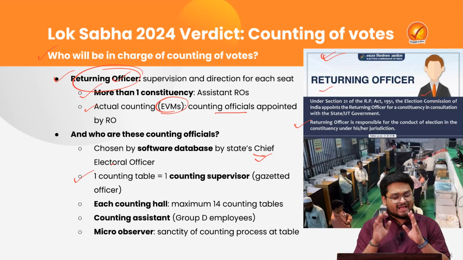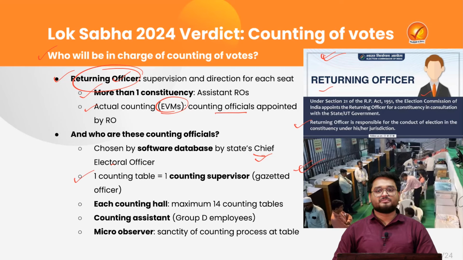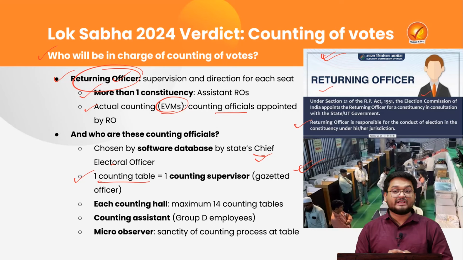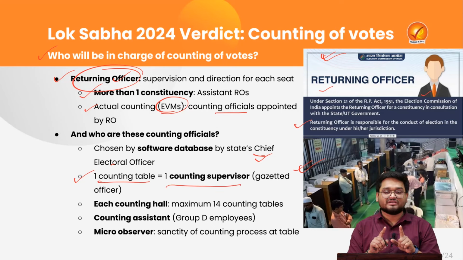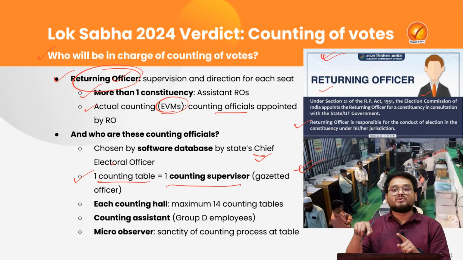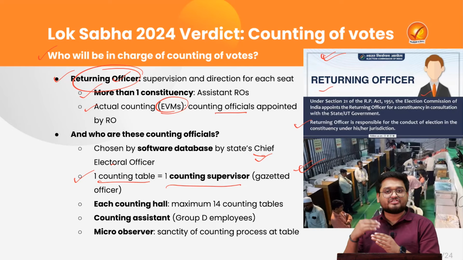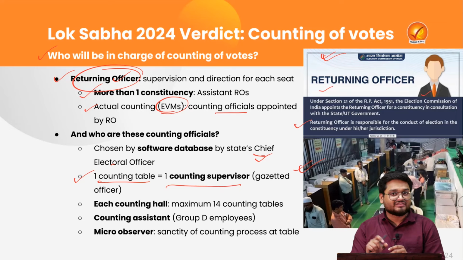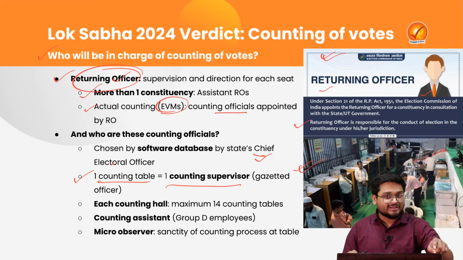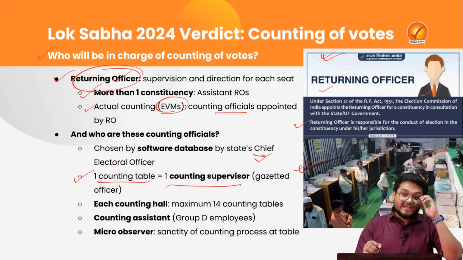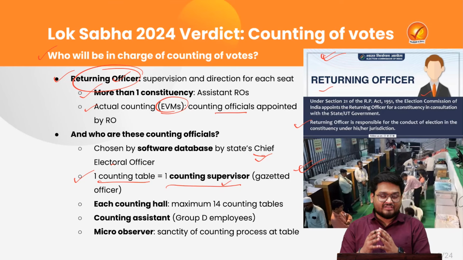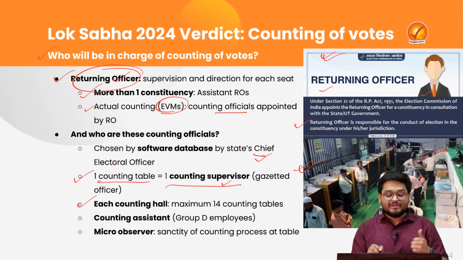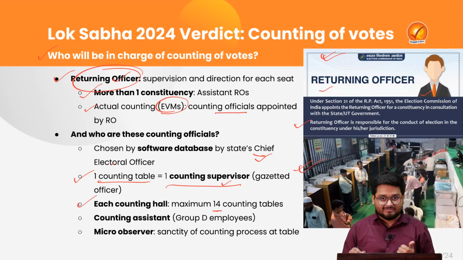At the vote counting center, as you can see here in this picture, there will be many tables. At one counting table, there will be one counting supervisor who will be supervising all the counting. He or she may not be directly taking part in the counting, but will be supervising the counting that is happening at his or her table. Now, that counting supervisor must be a gazetted officer. Each counting hall will have a maximum of 14 counting tables, right?